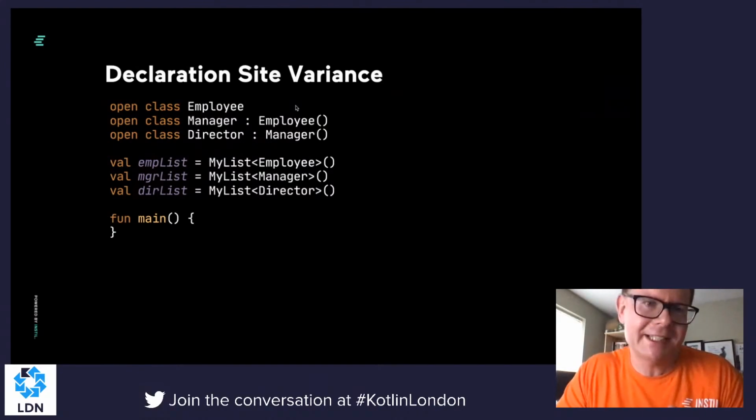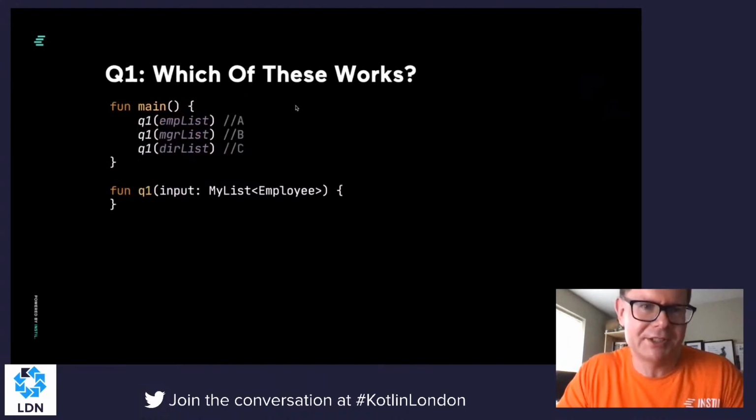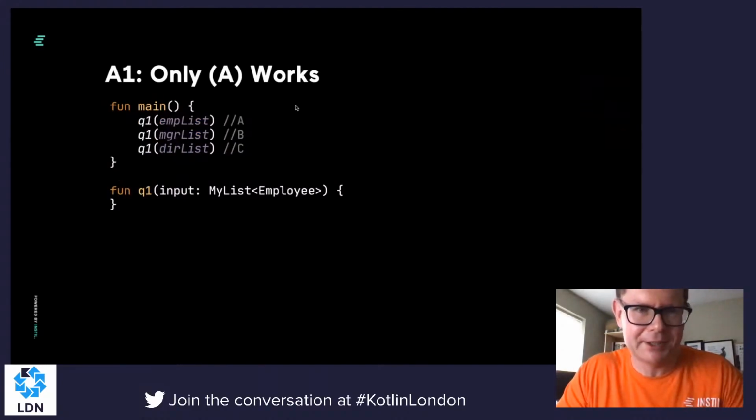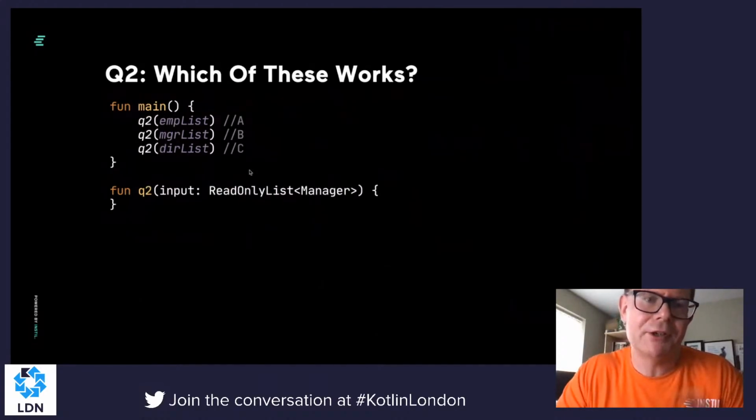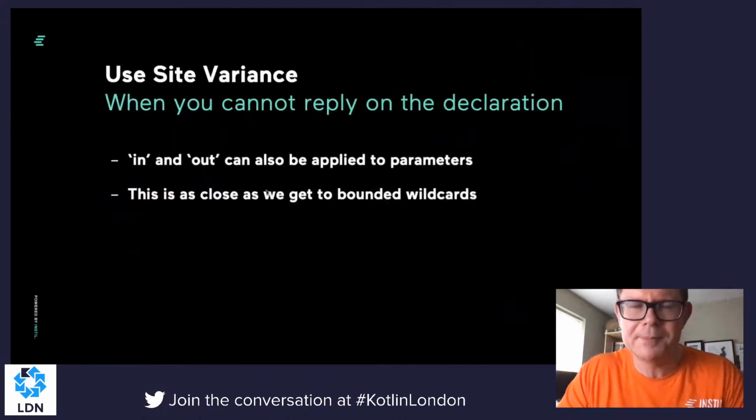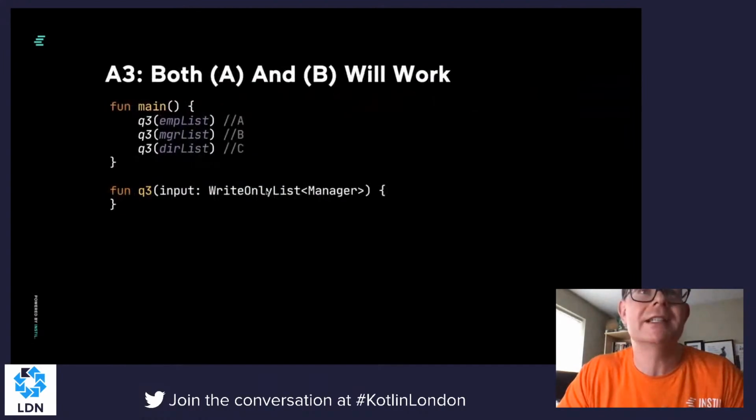So we can answer the same questions in Kotlin, where the same kind of rules apply, but now hopefully it's a lot easier to understand. Instead of having my bounded wildcards, which I would have before, I've now got my read-only list interface, and I've got my write-only list interface, and so on. And hopefully things are a little bit more intuitive and make a little bit more sense. So that's the idea of declaration site variance.